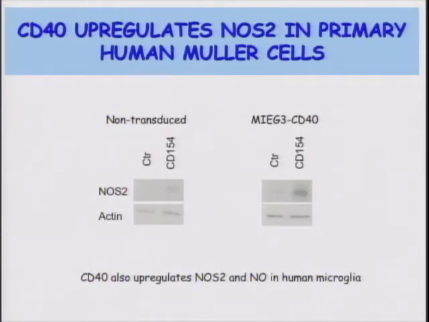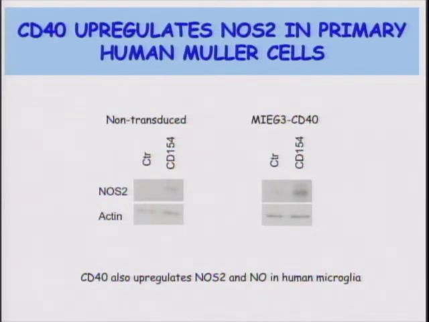We then examined whether CD40 can also control NOS2 expression. So this is data obtained using human primary Muller cells that were treated with CD154 or control, and we can see that in response to the ligand, there is some upregulation of NOS2 by Western. These cells had a basal expression of CD40, which, as I mentioned at the beginning, is normally at low levels. So to further confirm that CD40 can trigger upregulation of NOS2, we transduced these cells with a retroviral vector that encodes wild-type human CD40, and in response to CD40 stimulation, there was a marked upregulation of NOS2.